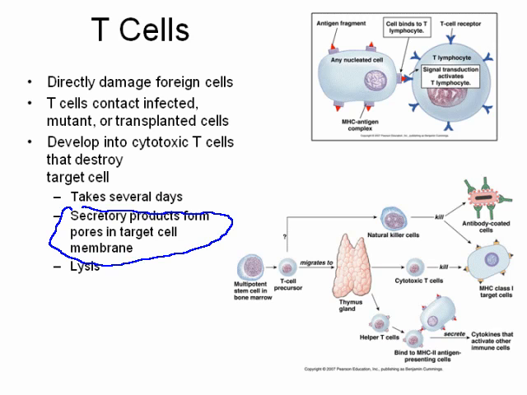There are also secretory products that can be produced by T cells that will form pores in target cells. And by forming pores in them, they actually cause lysis of the target cells.